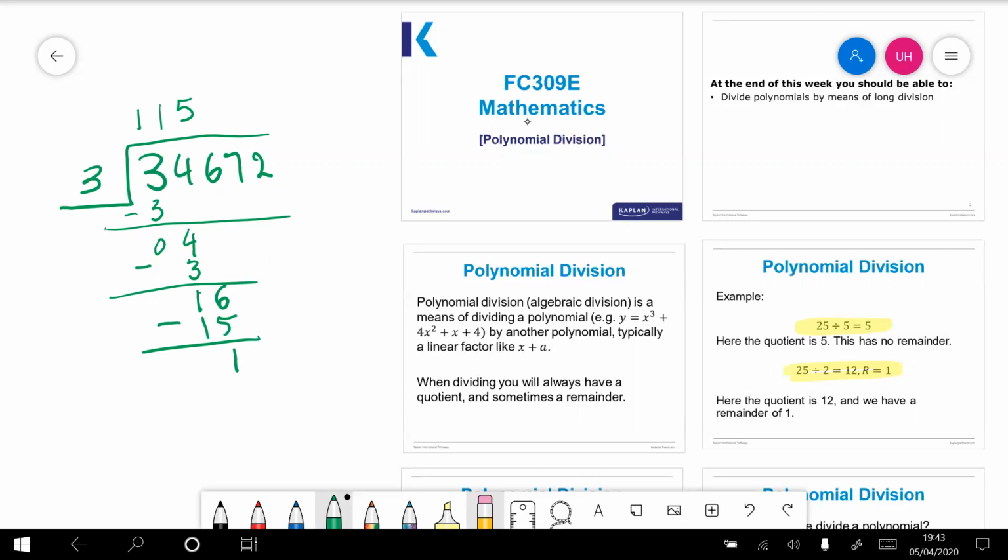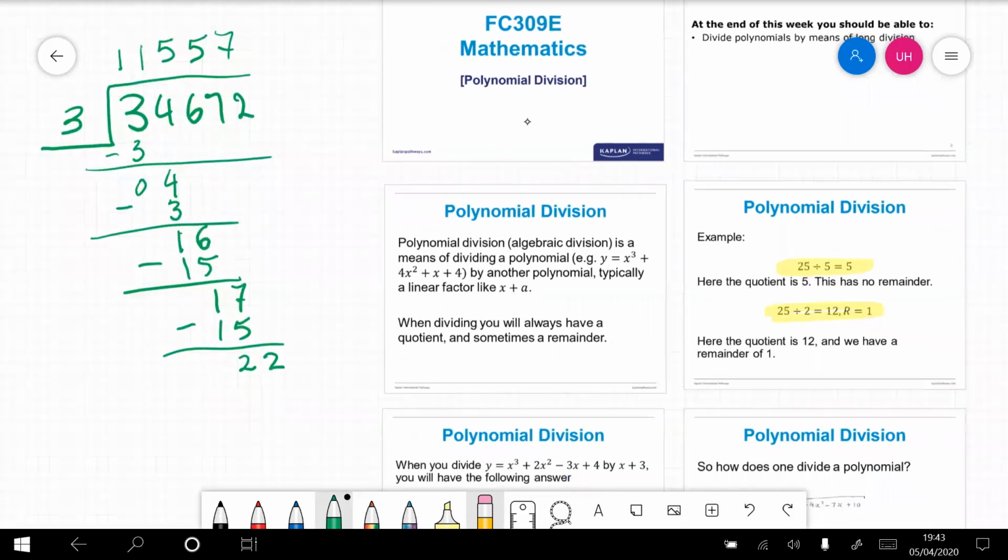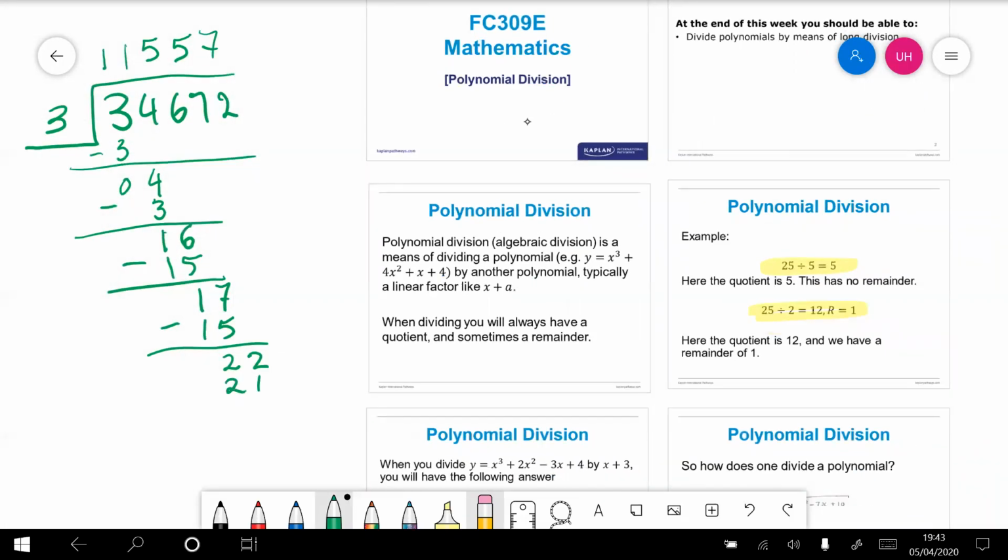Which number do we have now? The 7. So that's 17 divided by 3, which is 5 again. 5 times 3 is 15. So we subtract, remainder 2. And then the last number we have is the 2. So now we have 22 divided by 3 is 7. 7 times 3 is 21. And when we subtract, we have a remainder of 1.